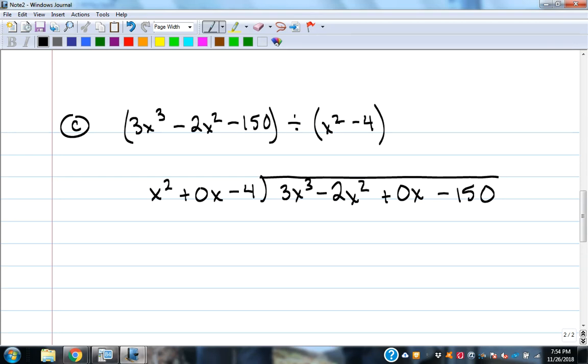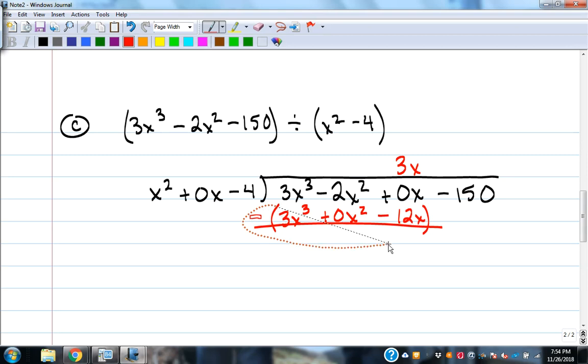So now we look at the front, x squared. What times x squared would give me 3x cubed? 3x. There's a plain x right there. Right? Distribute 3x cubed, 0x squared and a negative 12x. Parentheses, subtraction. I should have done that a different way. That's better.